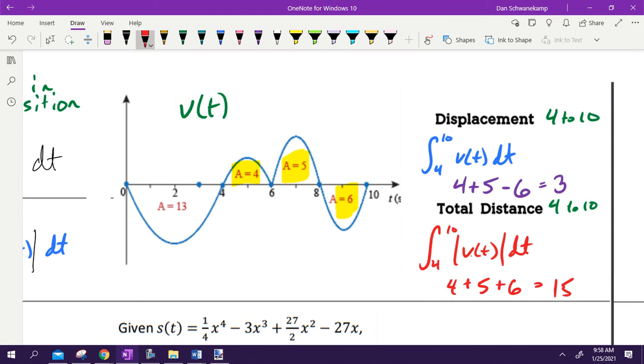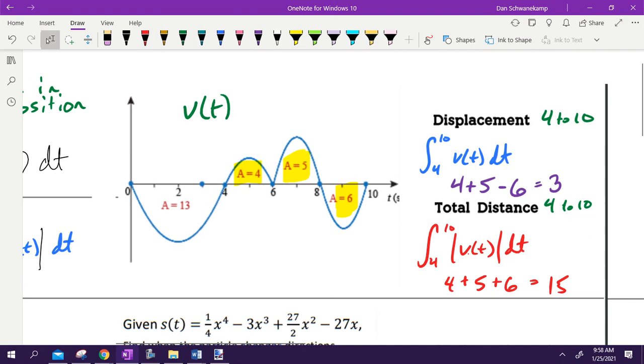Questions on the first flap? It's absolute value of all the areas. I don't care if they're positive or negative. It's all going to be positive for me. In theory, when we graph this, it's basically taking that part that was below the graph and making it come to the top.